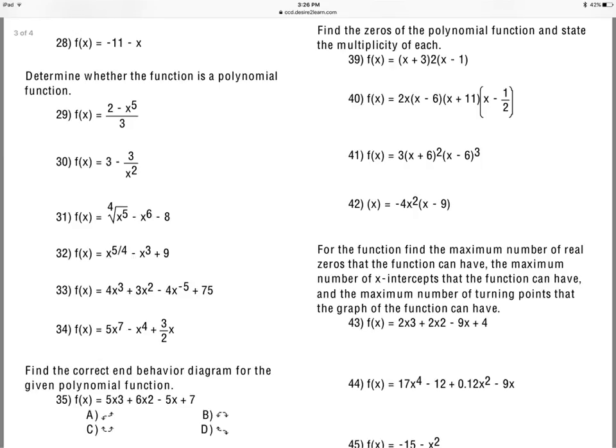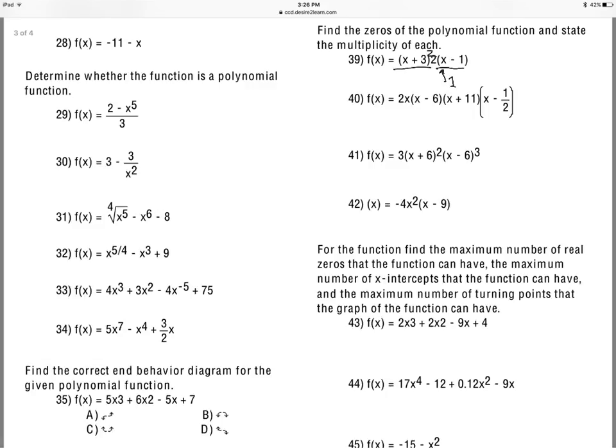Finding zeros of polynomial functions and their multiplicity. Okay, now again, apologies for this, the exponents haven't come quite right. So this is an x plus 3 squared and an x minus 1. So can you see here, remember this? The 0 is positive 1.